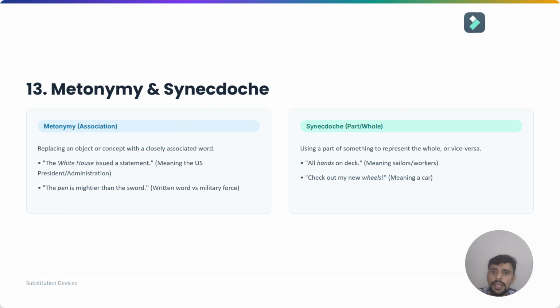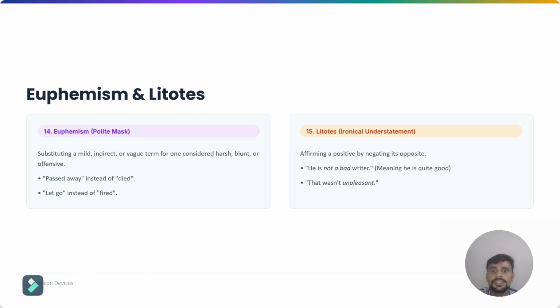Synecdoche is a part-to-whole relationship. Think about it this way. If I say the crown decided, the crown represents monarchy or royal authority. That's association. If I say we need more hands, hands represent workers. That's part for whole. These devices are more advanced, but once you understand the underlying relationship, they become much easier.